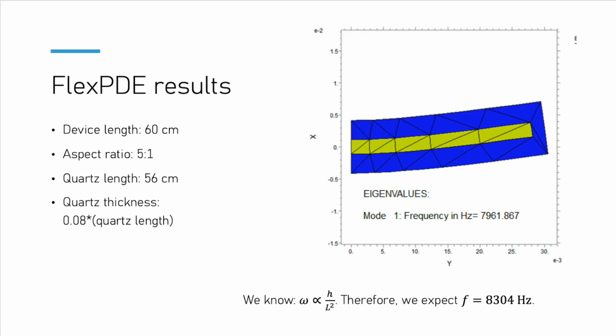Making the device twice as thick as it was in the original test should double the frequency. However, in FlexPD, we find it is somewhat less than this. This makes sense since when the device is not much longer than it is thick, shear effects start to become significant. This provides evidence for our resonant model's validity.